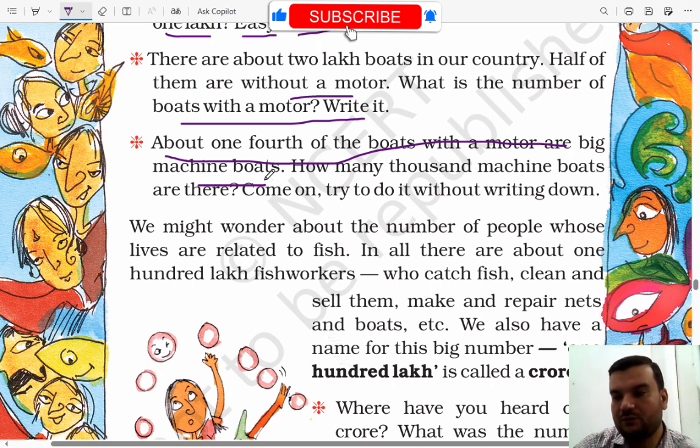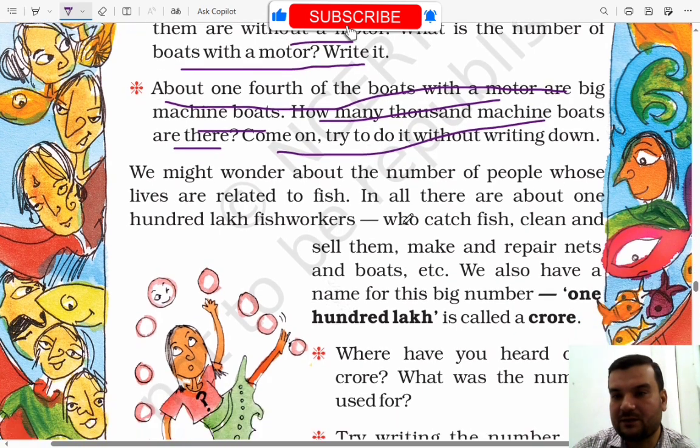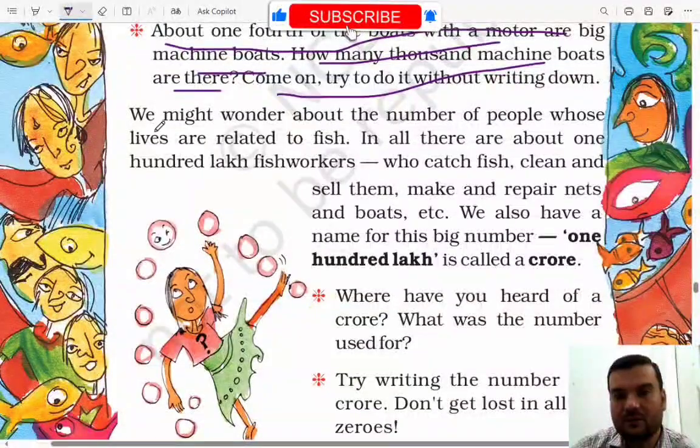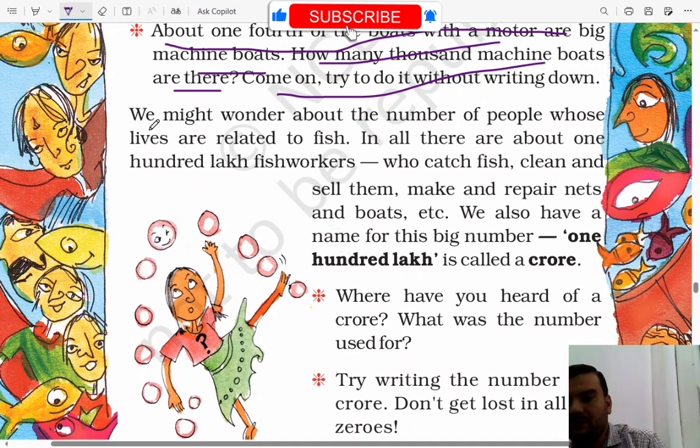So 1/4 means somewhere around 50,000. How many thousands of machine boats are there? So machine boats are, that means, 50,000. Come on, try to do it without writing down. So we are also doing it orally.